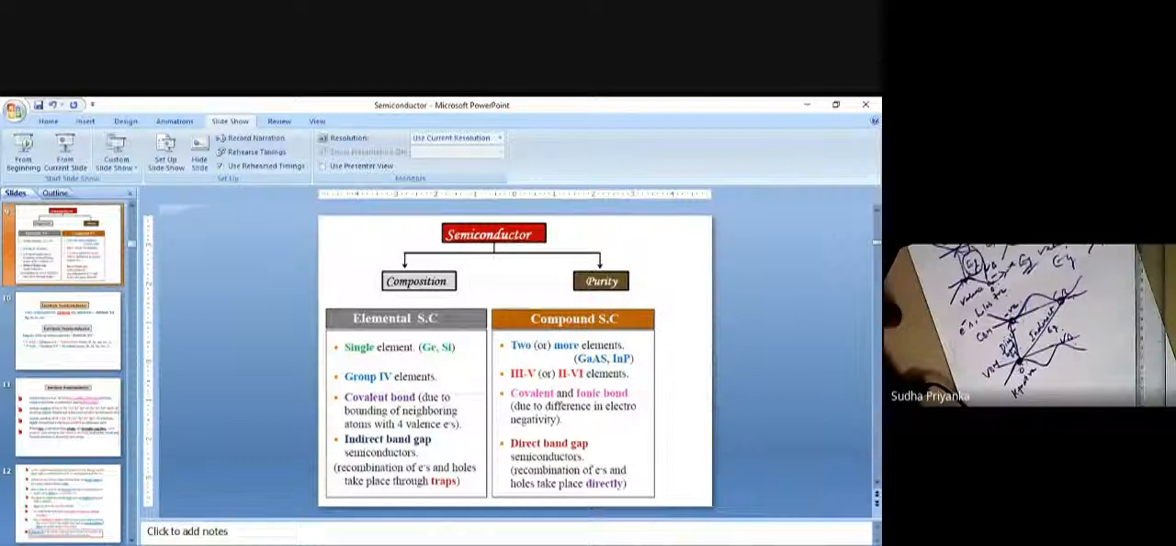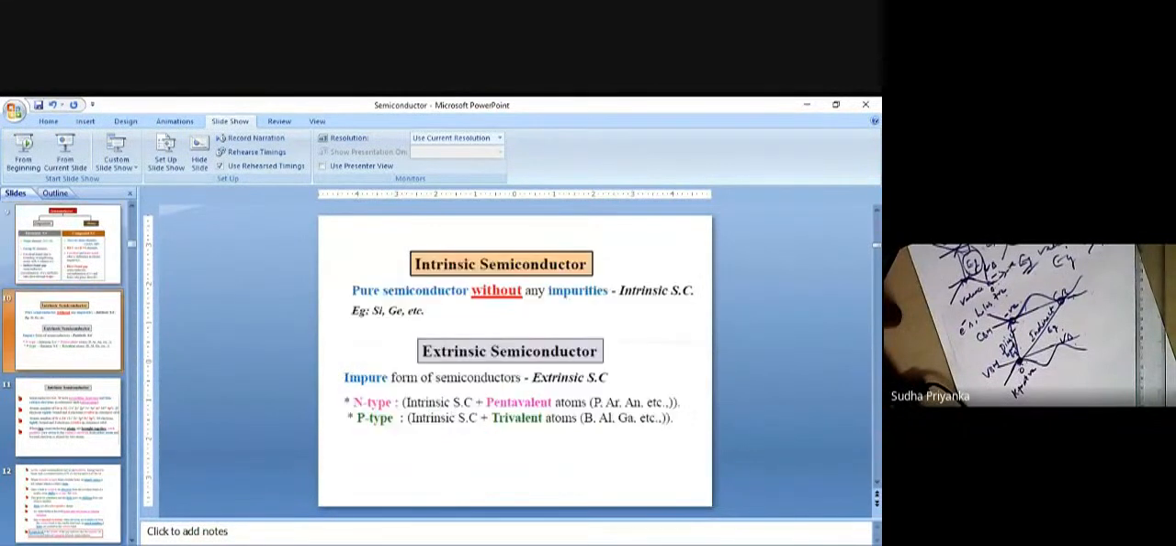Purity. Based on purity, semiconductor can be classified into two types: intrinsic semiconductor and extrinsic semiconductor. So pure semiconductor without any doping, without any impurities is known as intrinsic semiconductor. Impure form of semiconductor is known as extrinsic semiconductor. So purest form of semiconductor is known as intrinsic semiconductor. Impure form of semiconductor is known as extrinsic semiconductor.